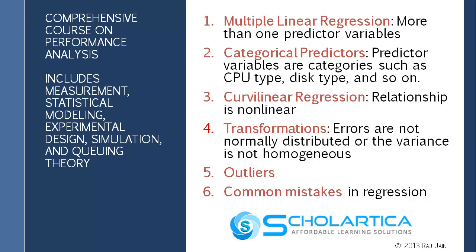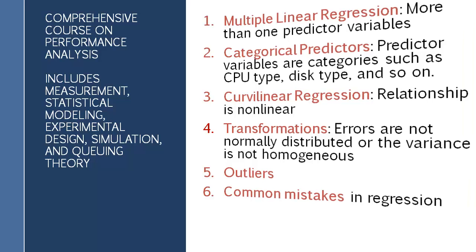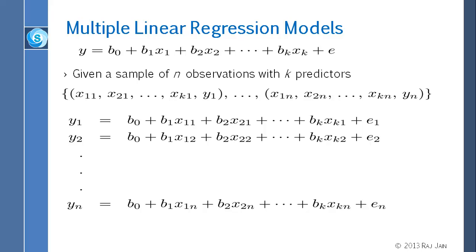So we could have categorical variables, or we could have curvilinear regression, or we would need transformations, which means that somehow the relationship is not linear, but if we do something, we can make it linear. And then outliers, what to do when you find some points which are not following the model, and then common mistakes.